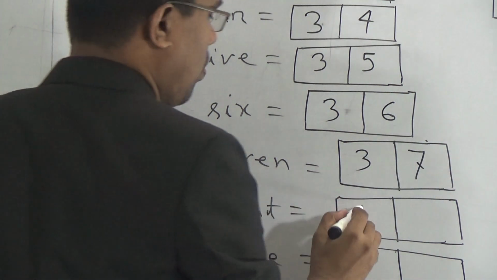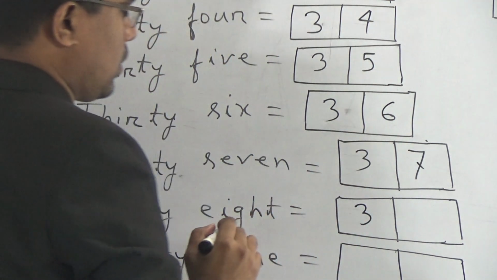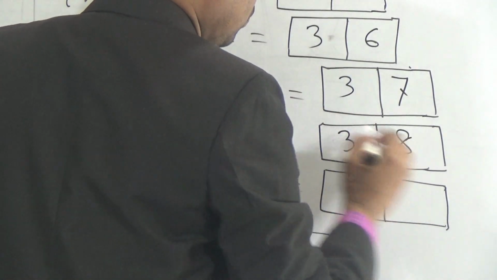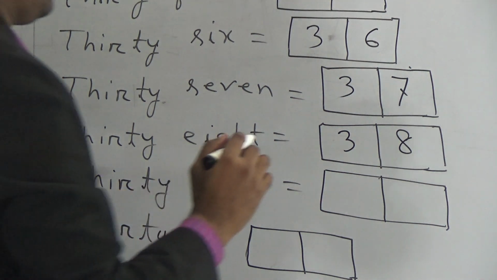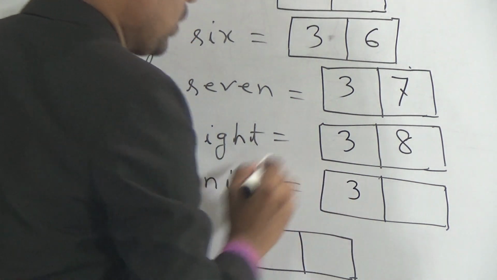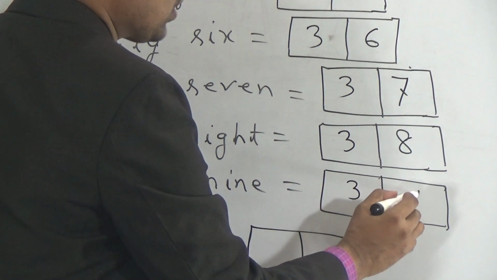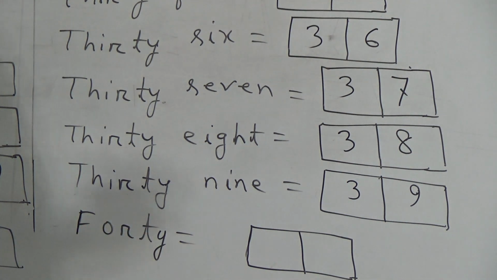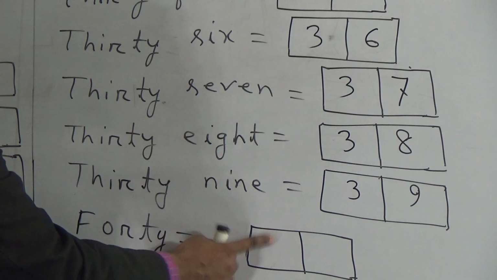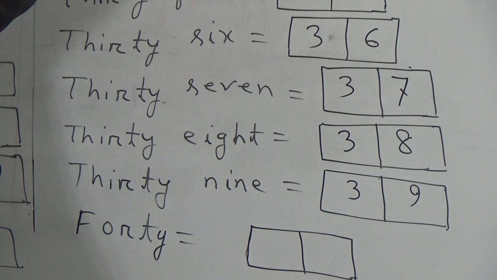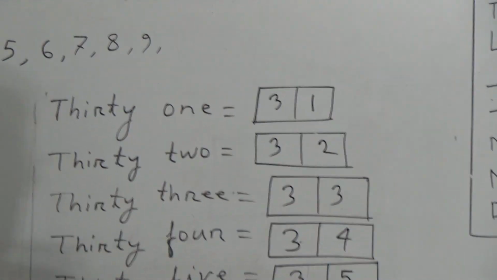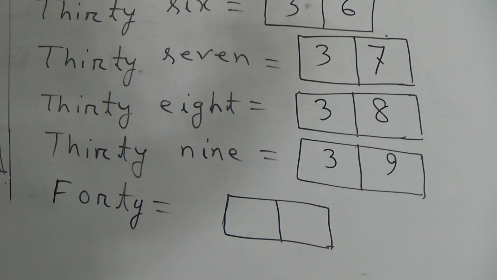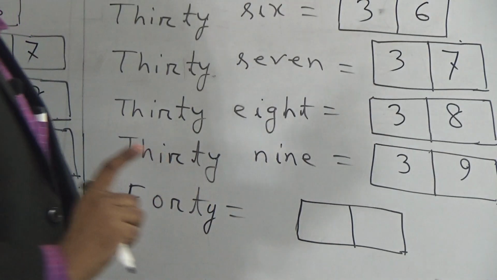38. Keeping fixed 3 in tens place, in ones place now we have to write digit 8. 39. We will write 3 in tens place and have to write 9 in ones place. Now the students, the next number is 40. If we write 3 in tens place, there is no other digit after 9 which we can write in ones place. So now we have to change the digit of tens place.